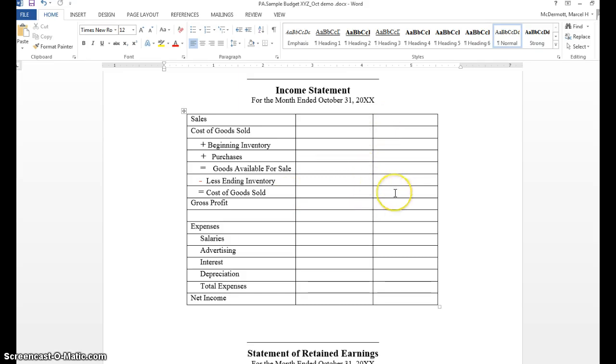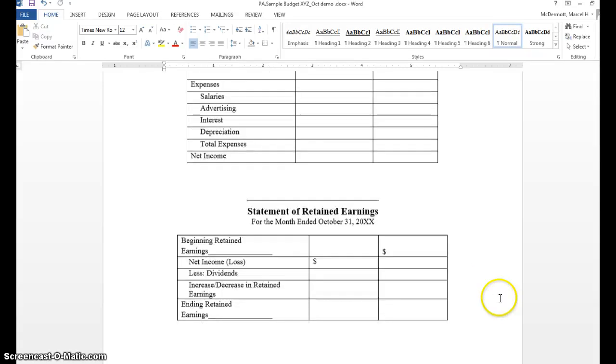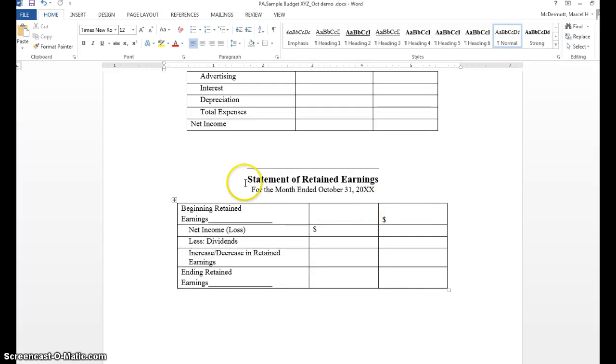Sales minus cost of goods sold is going to equal gross profit. Gross profit minus my total expenses, salary, advertising, interest, depreciation. We're going to take gross profit minus total expenses, and we're going to come up with a projected net income. For the statement of retained earnings, we're going to take our beginning retained earnings from our beginning balance sheet plus our net income. We don't have any dividends, so it's basically going to be our beginning retained earnings plus the current month's net income. That's going to equal our ending retained earnings that we're going to use on our balance sheet.